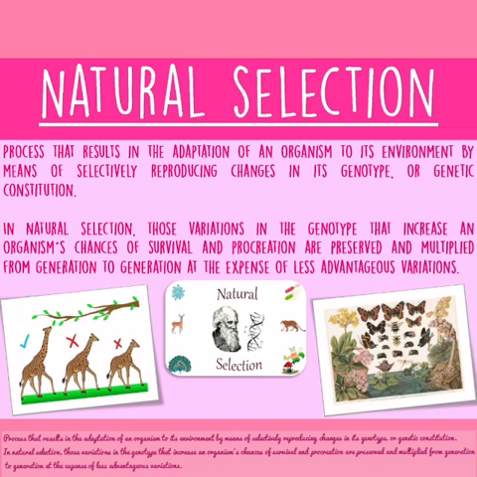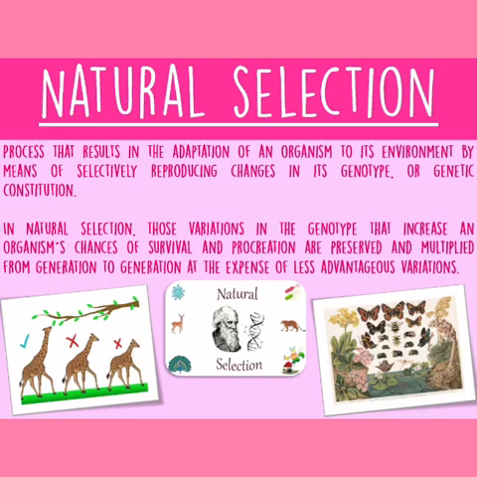Natural selection. It is the process that results in the adaptation of an organism to its environment by means of selectively reproducing changes in its genotype, or genetic constitution. In natural selection, it chooses variations in the genotype that increase an organism's chances of survival and procreation, and preserves and multiplies them from generation to generation at the expense of less advantageous variations.